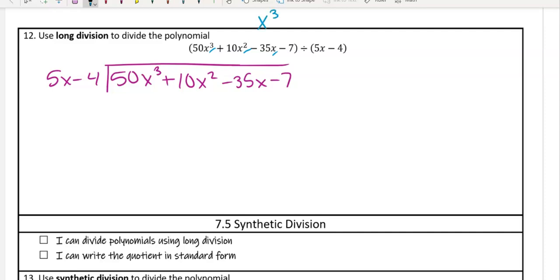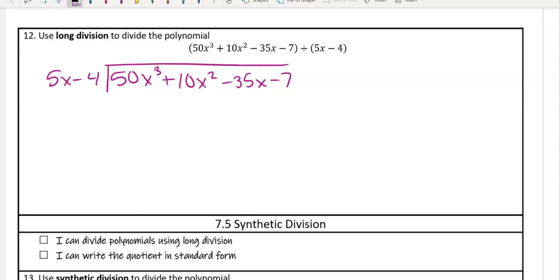So if your exponents went like x to the third, and then you had an x, and then you had a constant, we're missing that x to the 2. So you would need a placeholder that said 0x to the 2 right in between that little section there, okay? But if your exponents drop down sequentially in order without skipping any exponents, then you are good to go.